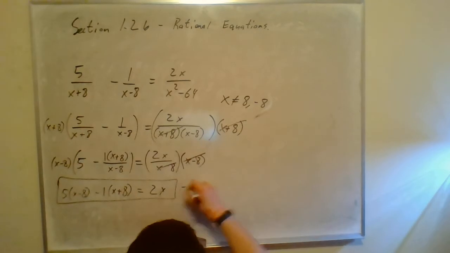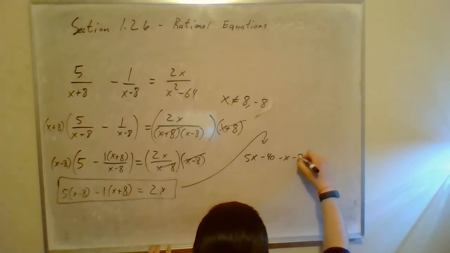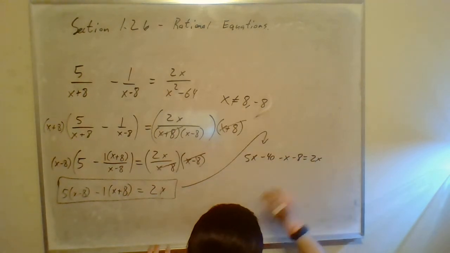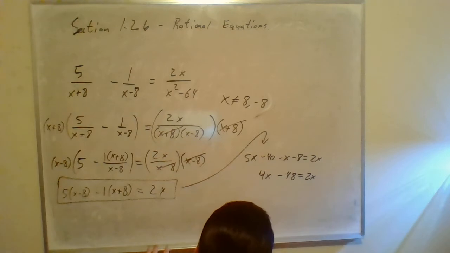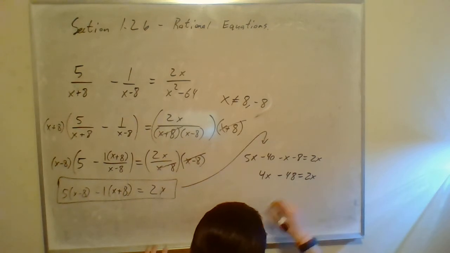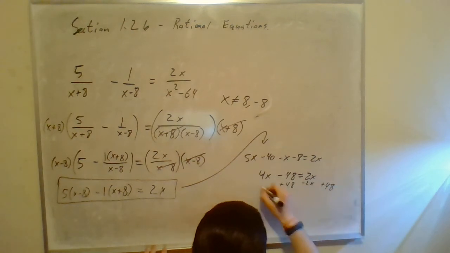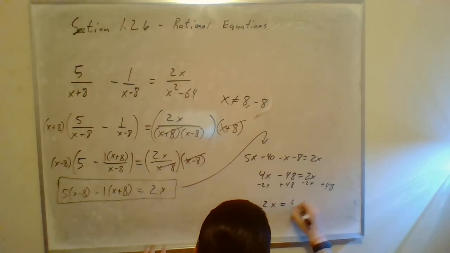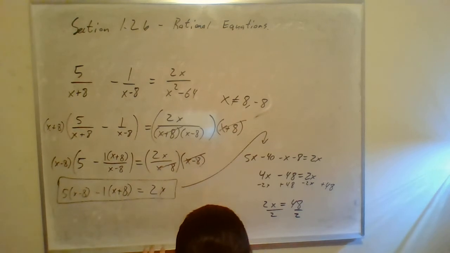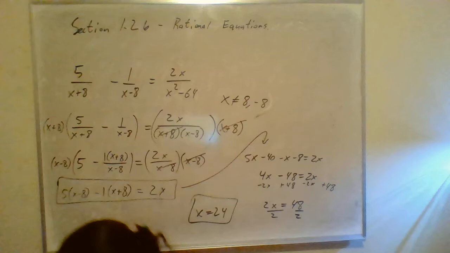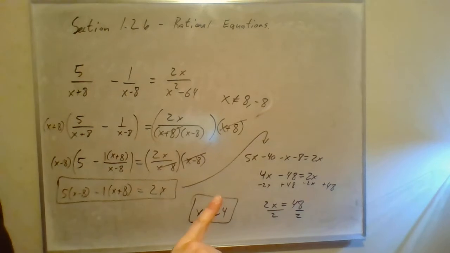We distribute. I'm going to come up over here. We distribute: 5x minus 40 minus x minus 8 equals 2x. We combine like terms: 4x minus 48 equals 2x. We rearrange things. So I'll put the 48 over here, and I'll subtract 2x from both sides. So I have 2x equals 48, and then we divide to get x equals 24.